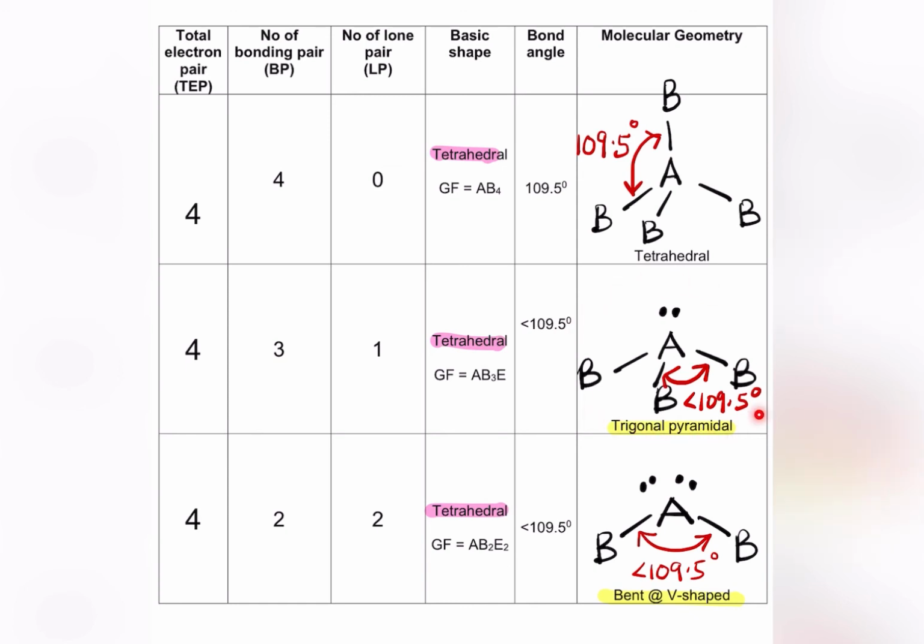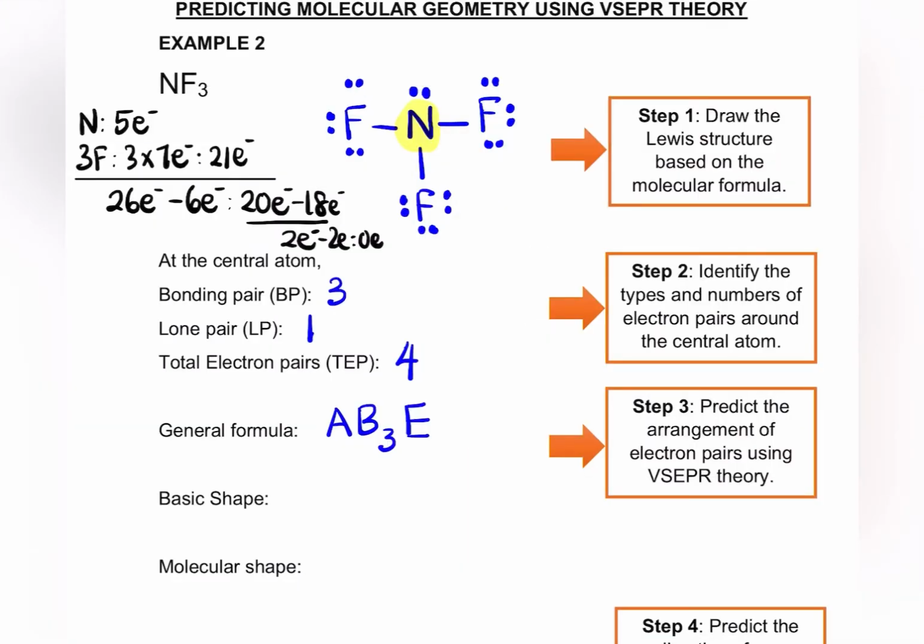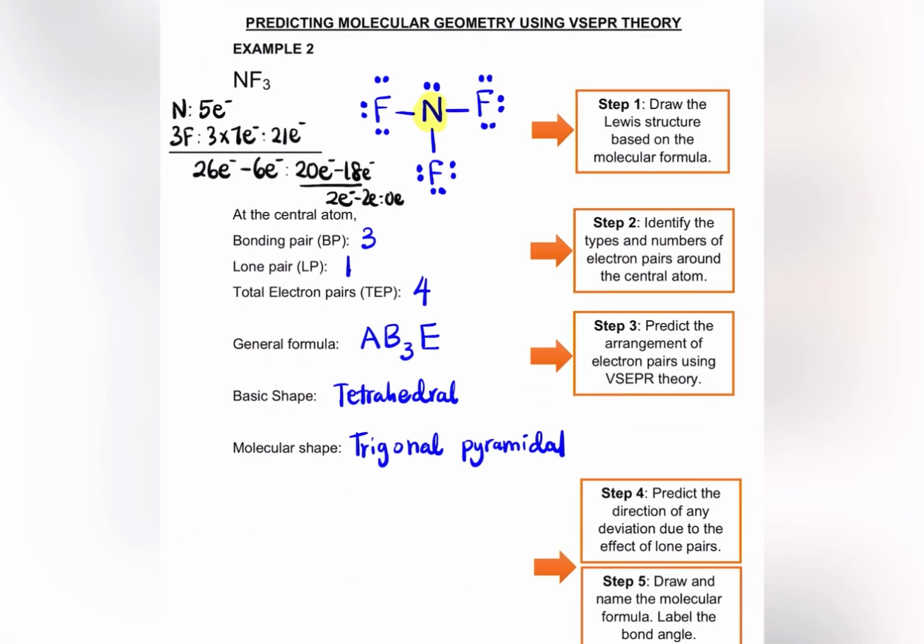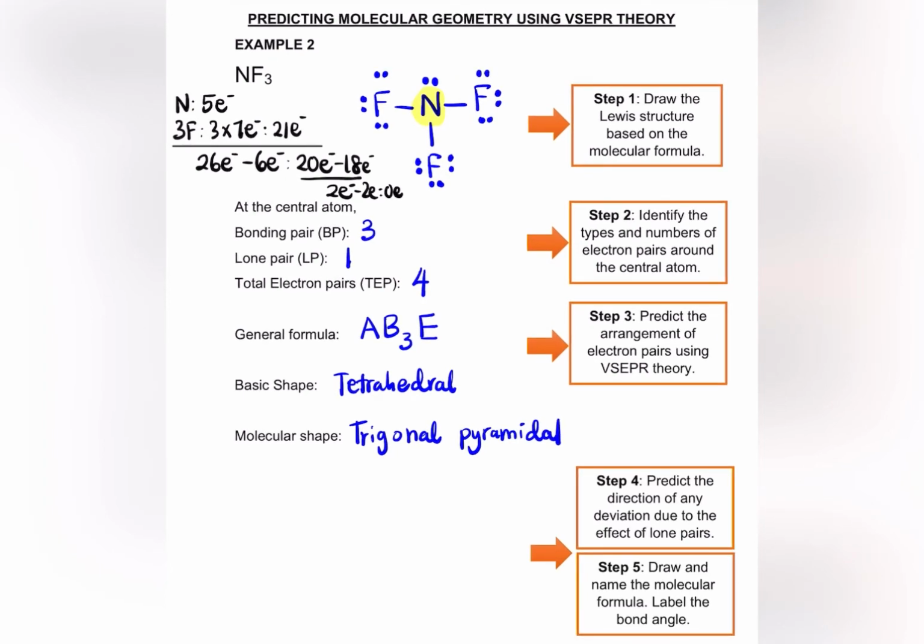So, kita akan draw based on this drawing with its bond angle. So, my answer here is going to be basic shape tetrahedral. Pastikan spelling betul. And then molecular shape adalah trigonal pyramidal. And now, I'm going to predict the shape for molecular geometry. Dan kerana effect of lone pairs di bahagian sini, so drawing awak akan jadi different based on trigonal pyramidal.